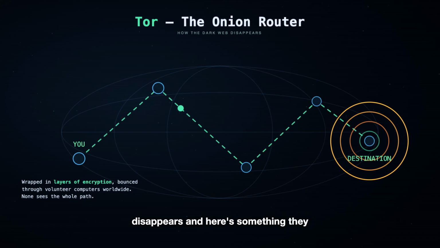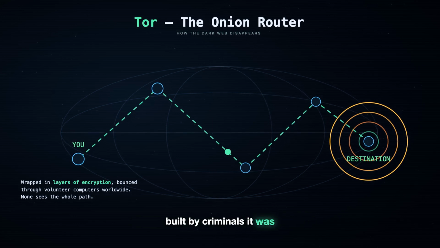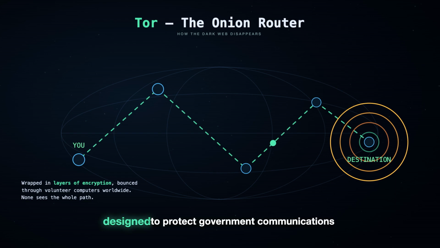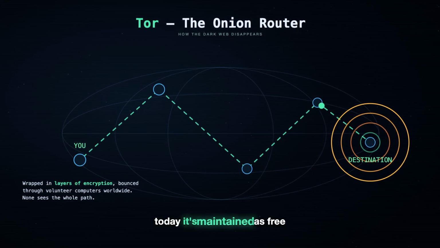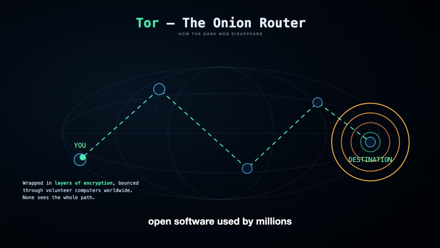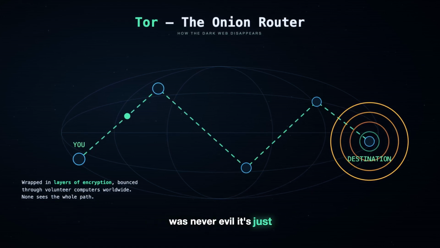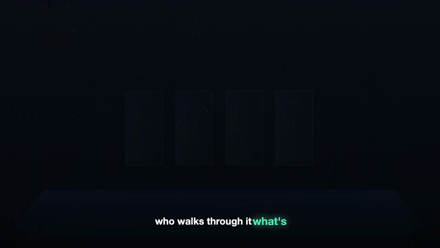And here's something they don't tell you. Tor wasn't built by criminals. It was originally developed with help from the U.S. Naval Research Laboratory, designed to protect government communications. Today, it's maintained as free, open software, used by millions of ordinary people. The door was never evil. It's just a door. What matters is who walks through it.